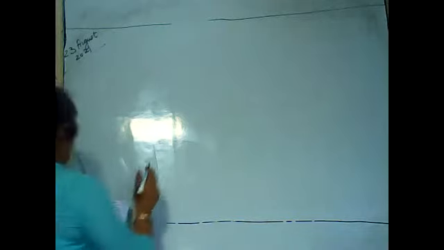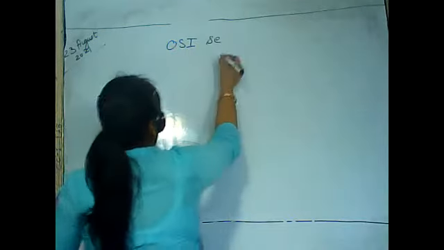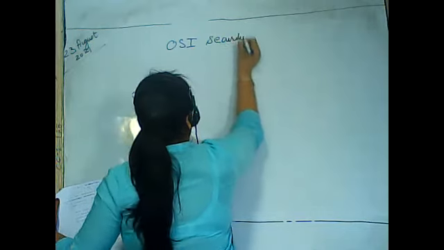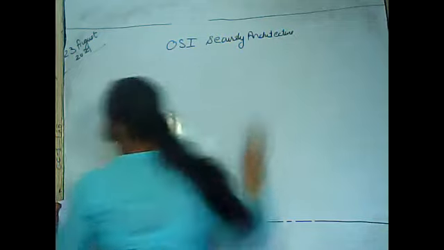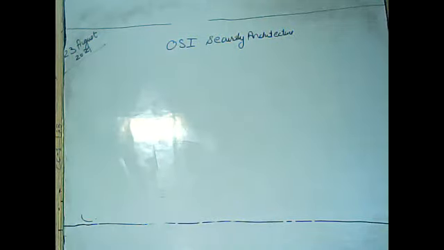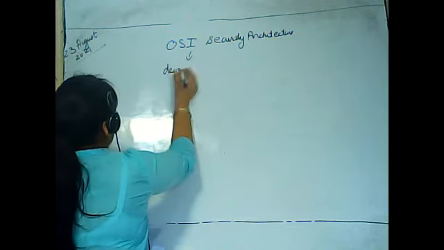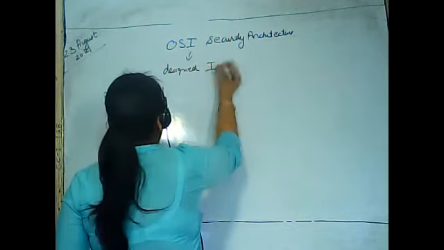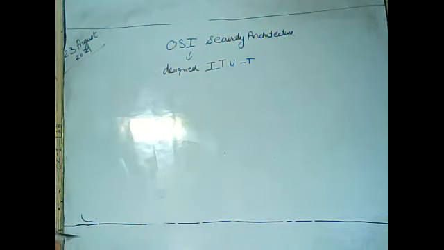Okay, next topic is the OSI security architecture. OSI is Open System Interconnection, which was designed by ITU-T. ITU is the International Telecommunication Union, and T again stands for telecommunication.